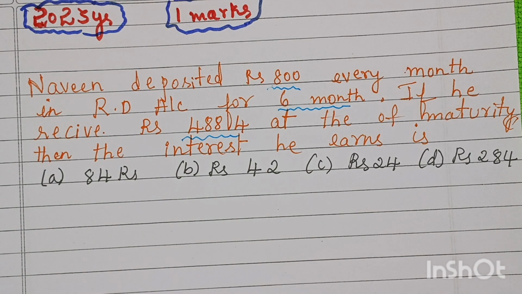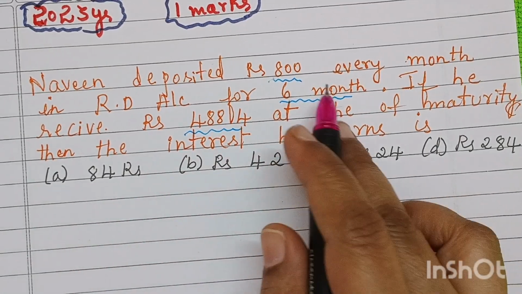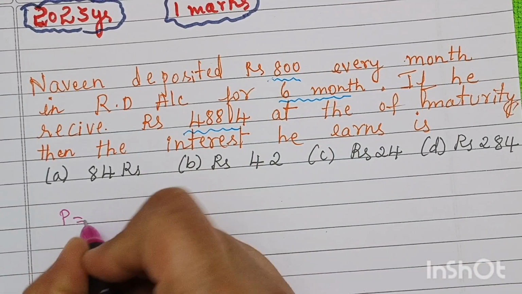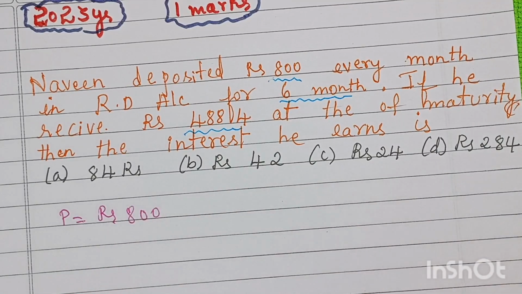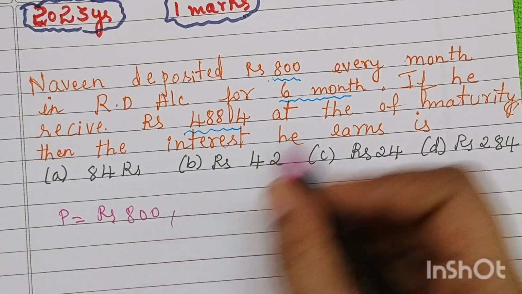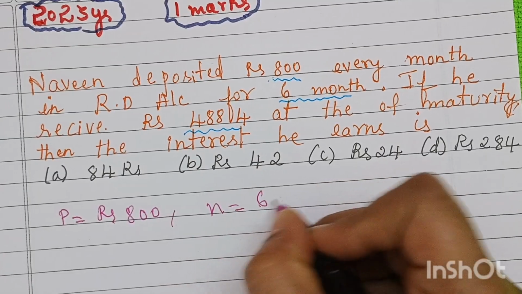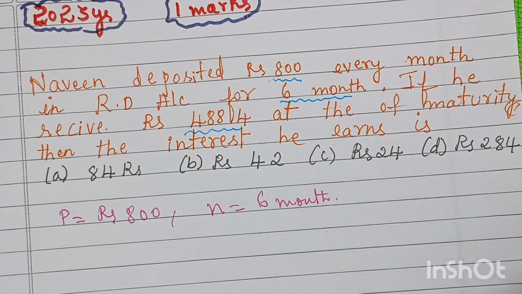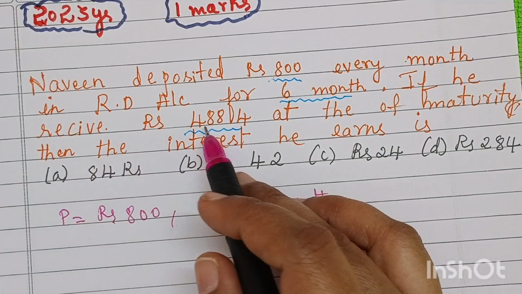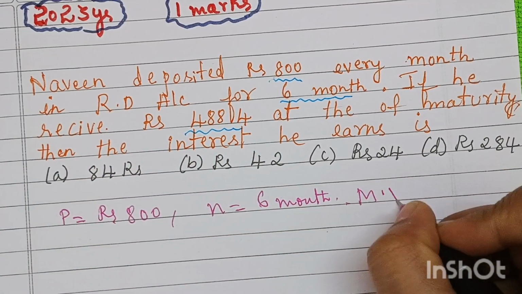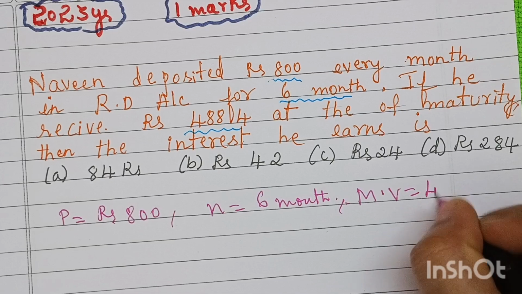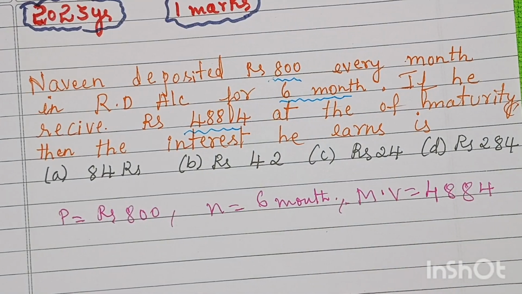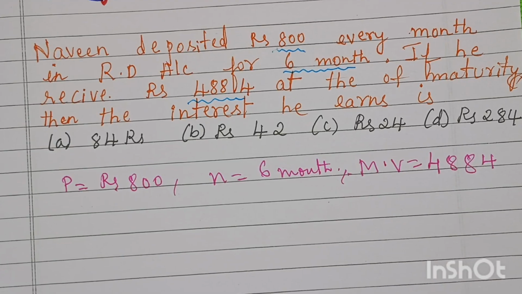So first we'll write the information that is given in the question. Principal amount is rupees 800. After that, 6 months means N is 6 months, and he received 4884. That is the maturity value. Maturity value is 4884. Now we'll find the interest.